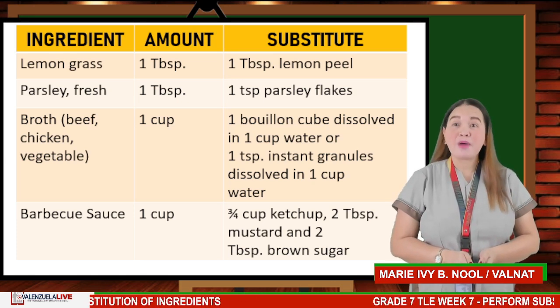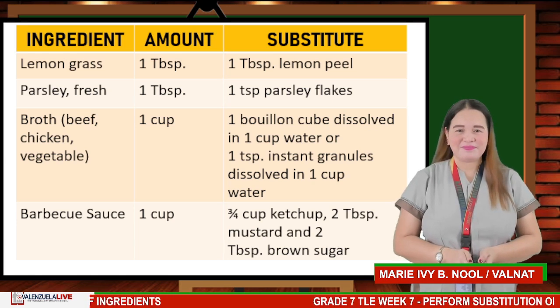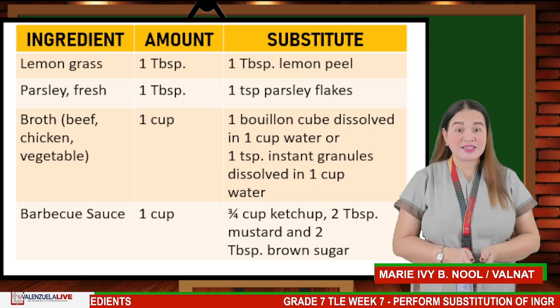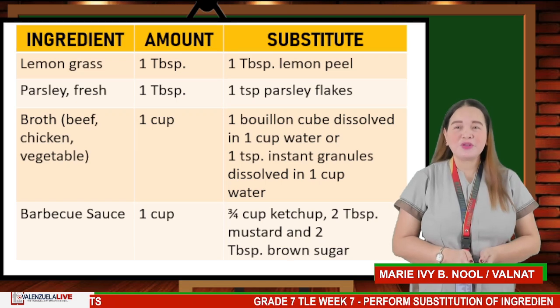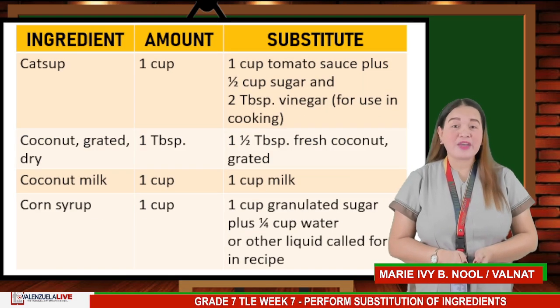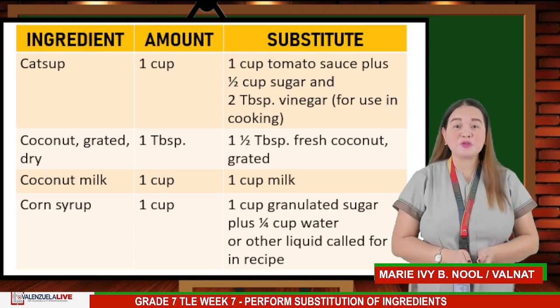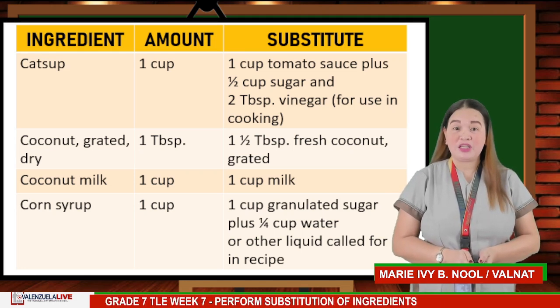For 1 cup barbecue sauce, we can use 3/4 cup ketchup, 2 tablespoons mustard, and 2 tablespoons of brown sugar. For 1 cup of ketchup, you need 1 cup tomato sauce, plus 1/2 cup sugar, and 2 tablespoons vinegar.